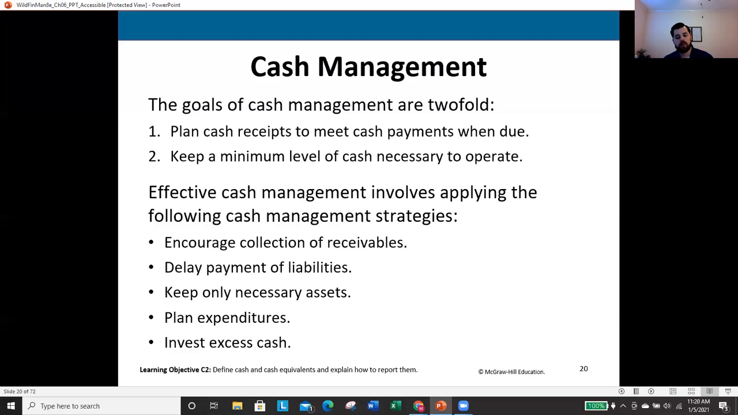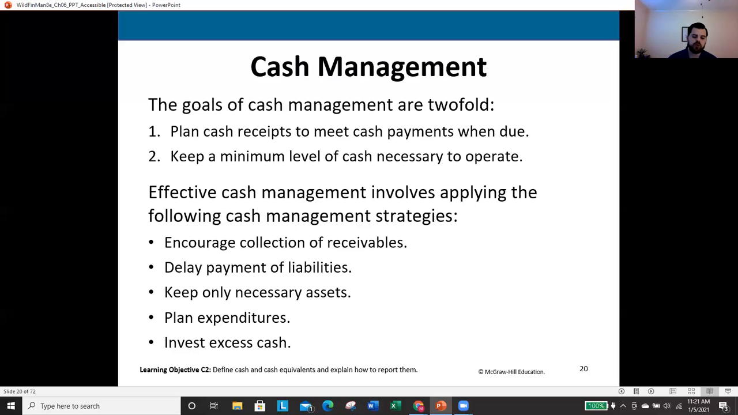Now, you want to delay payment of liabilities, as we've talked about several times already, paying on the last available day. Once again, don't pay late. Don't delay payment to the point that you're late. If you've got 30 days, pay on day 30. Don't pay on day 32. Don't pay on day 38. Pay on day 30. You want to make sure you are paying timely, but there's no reason to pay early unless they give you a reason to do so, which typically would be a discount in the price.